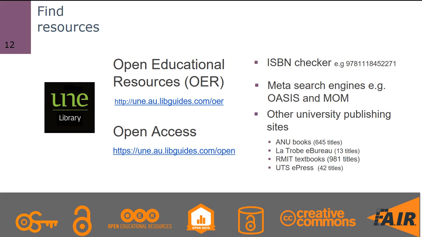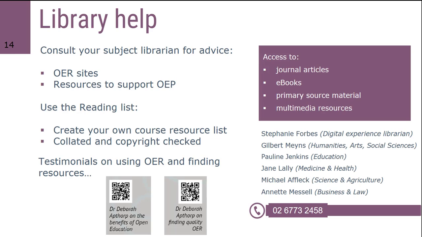On these guides, there is also access to some of the university publishing sites around Australia. So if you are concerned about the quality of some of this material, there are some prominent universities including ANU, which has its own in-house publishing area, and they currently have up to 645 titles, books, which you have access to. If you're not sure where to go, your subject librarian will be able to help you with this.